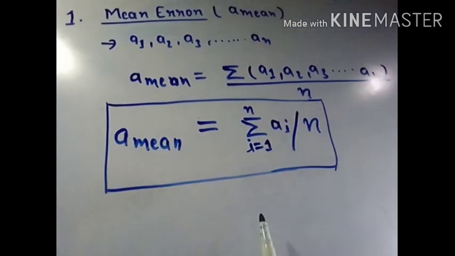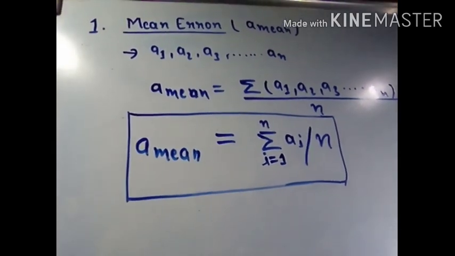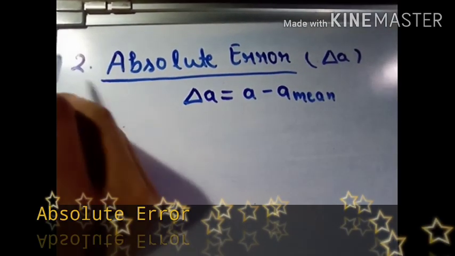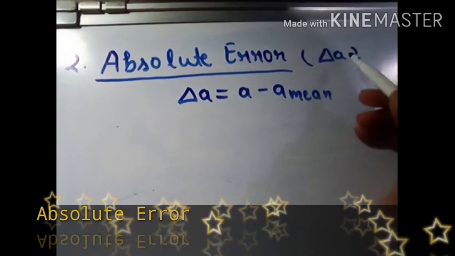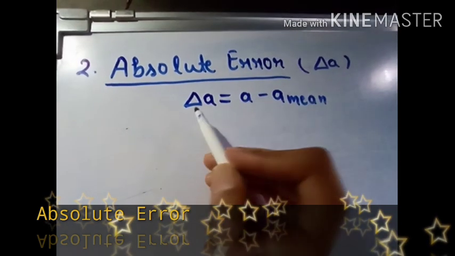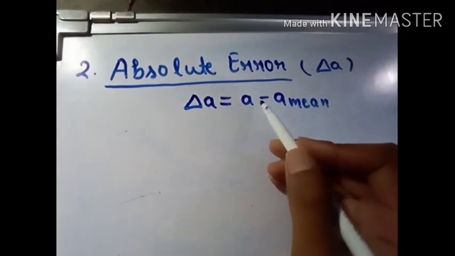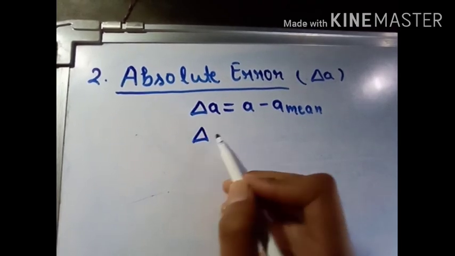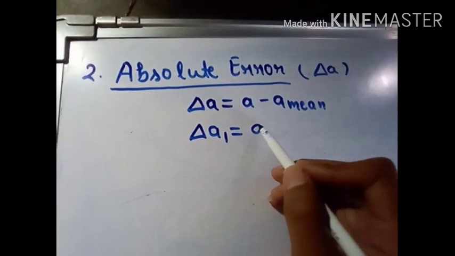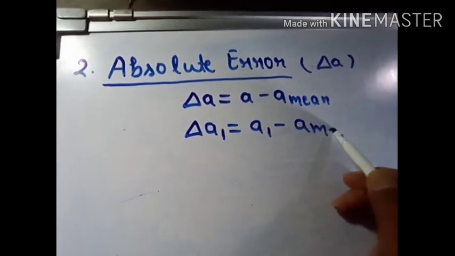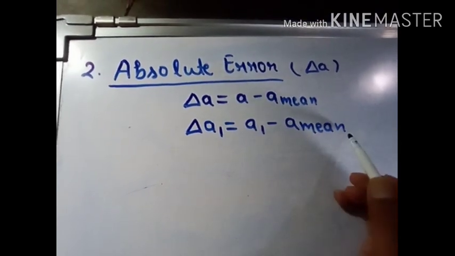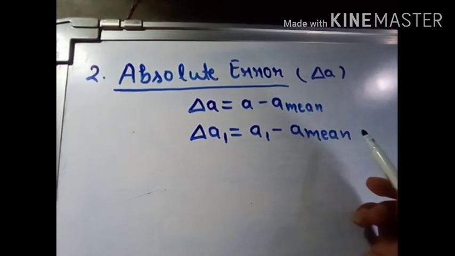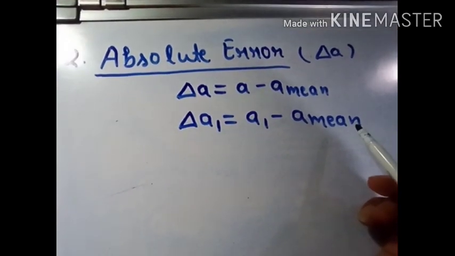Okay, now move to the next one, the second one, absolute error, and it is denoted by delta A, and its general formula is delta A is equal to A minus A mean. So for this I can write delta A1 will be equal to A1 minus A mean. Look here, the mean will remain the same for A1, A2, A3 because the mean is just one value, which we are also calling the true value, so it will not change.